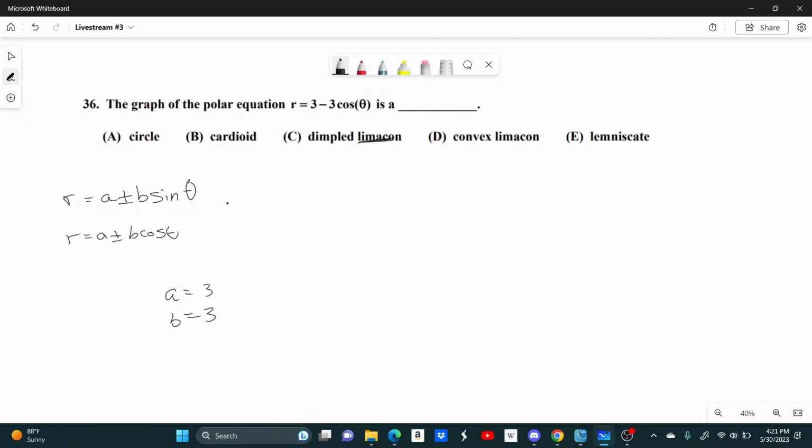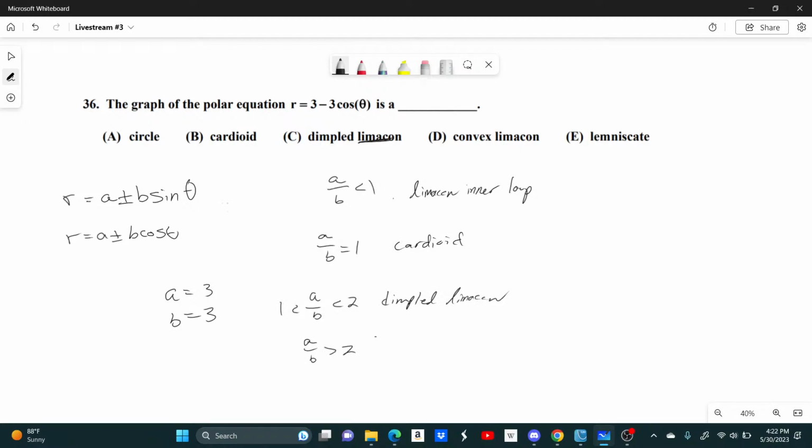So what you do, if a over b is less than 1, then this is going to be a limacon with an inner loop. And I'll show some demonstrations of this on the graph. If a over b equals 1, then this is going to be a cardioid. If a over b is between 1 and 2, then it's a dimpled limacon. And if a over b is greater than 2, then you'll have a convex limacon. So I'll show you what some of these look like.